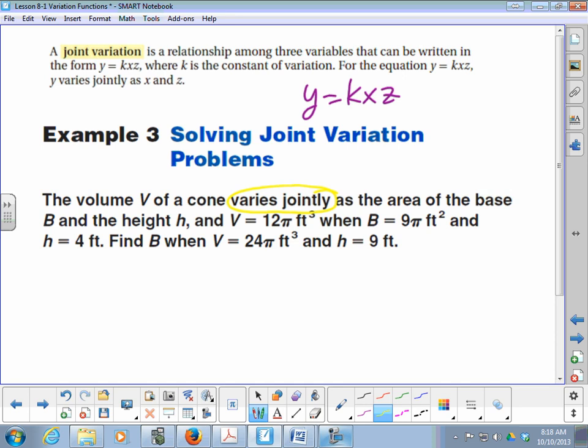So this problem says the volume of a cone varies jointly as the area of the base and the height. So when I start out to write my initial problem, I've got, not y. It says V varies jointly with the capital B and lowercase h.